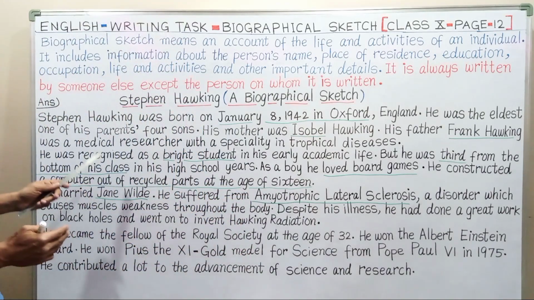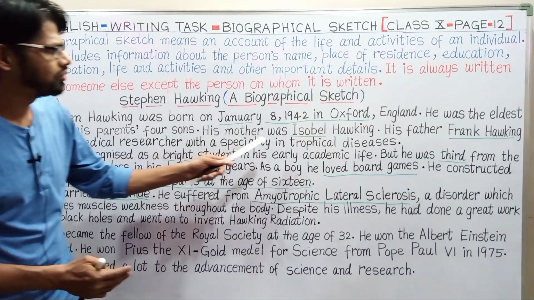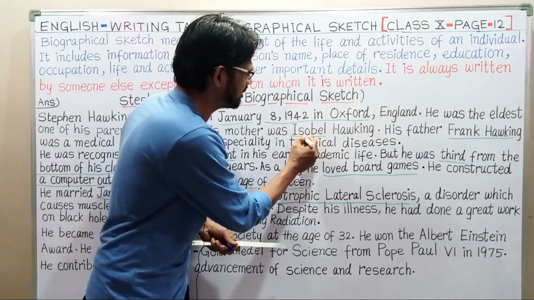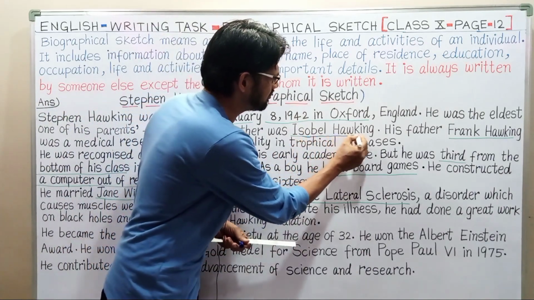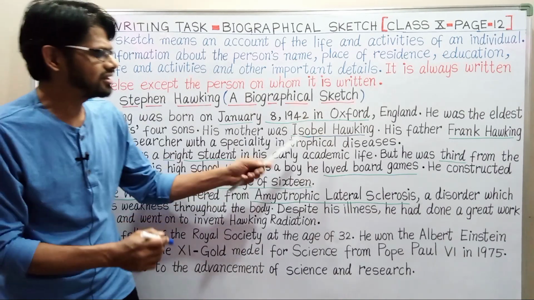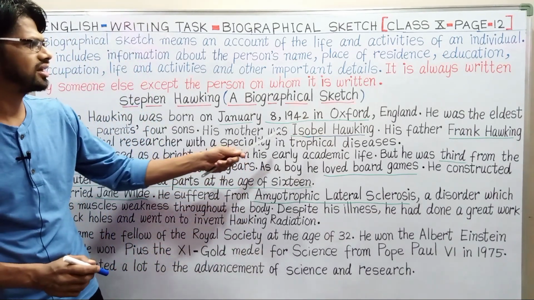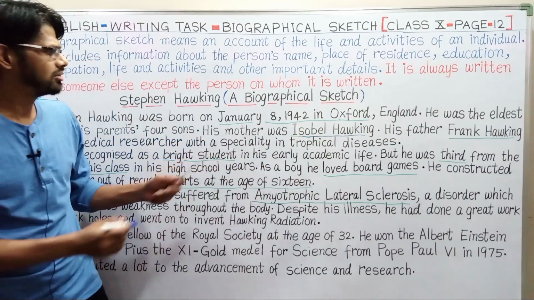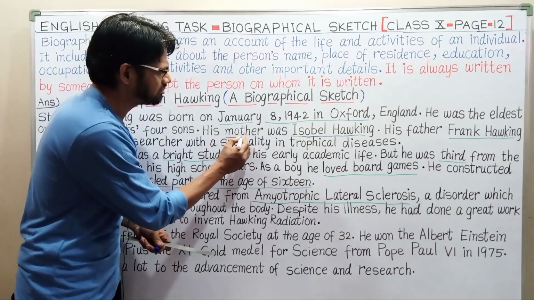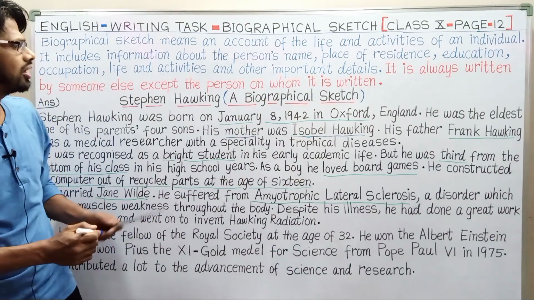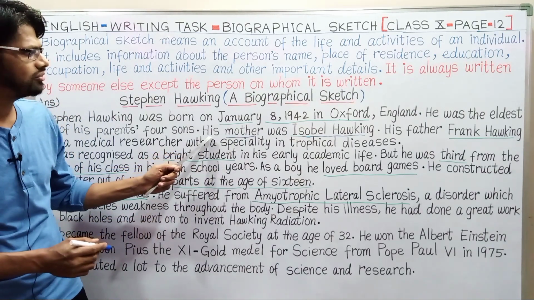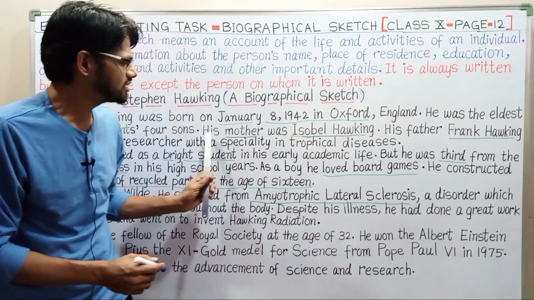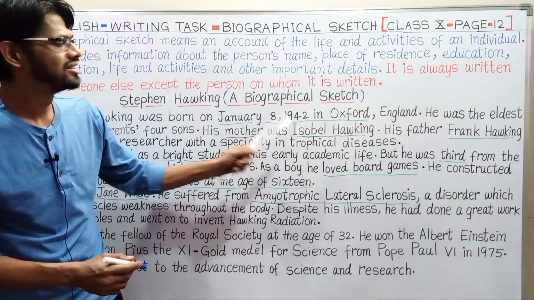Now here, let us see. His mother was Isobel Hawking. What information is given in the question or in the table? Mother, Isobel Hawking. So what we have to do is add here: his mother was Isobel Hawking. So this is the correct formation of a sentence.